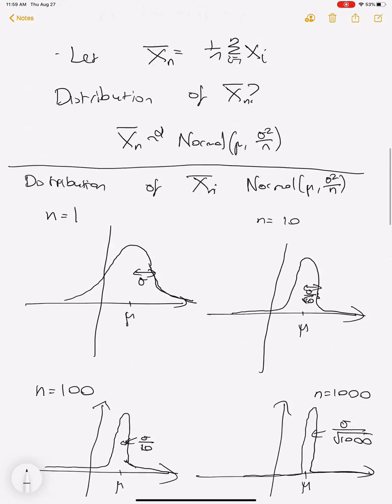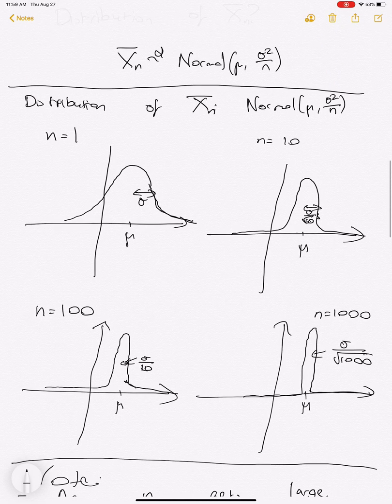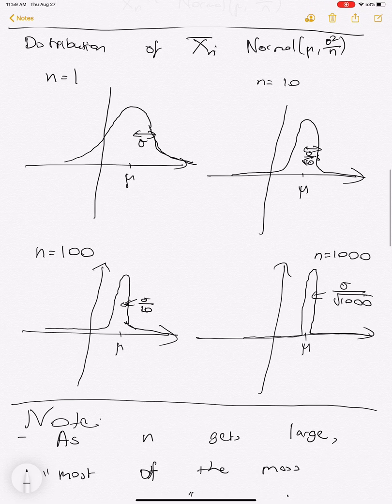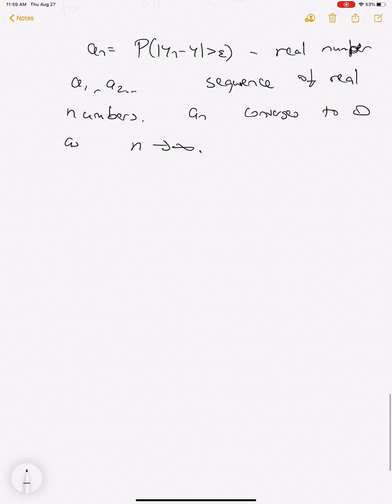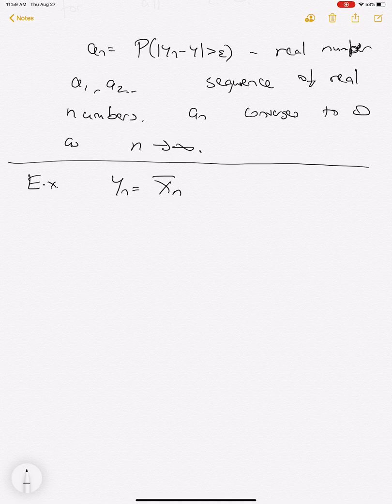Let's go back to the example of the distribution of X bar n. As n gets big, let's think about this example: Yn is equal to X bar n. We said that most of the mass is concentrated around mu. What we're going to show later, and I'm just explaining intuitively here, is that if we let Y equal mu, a constant, that's perfectly okay, a constant random variable.